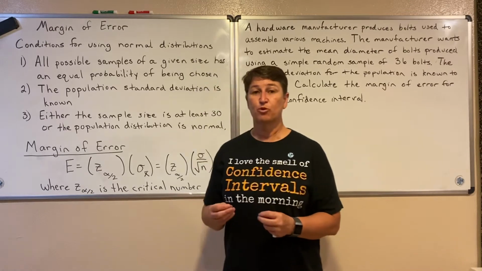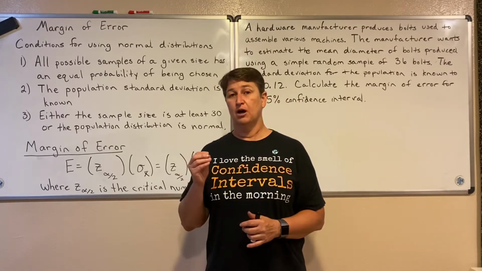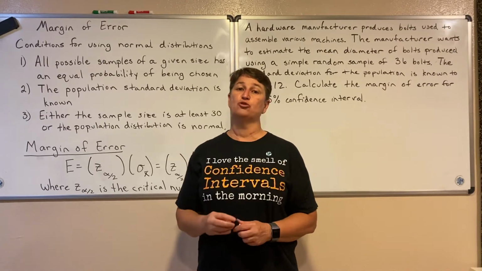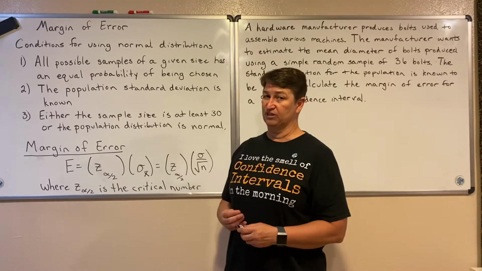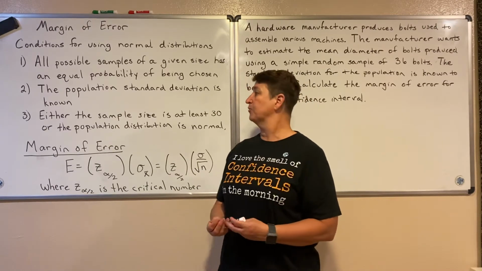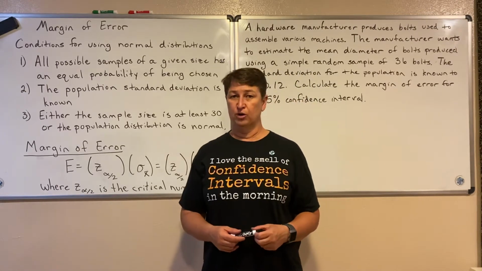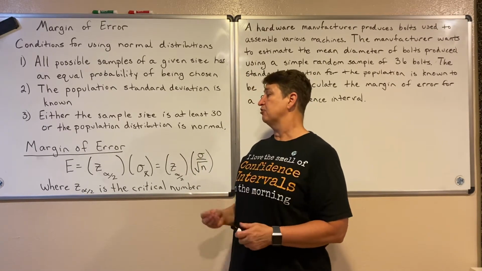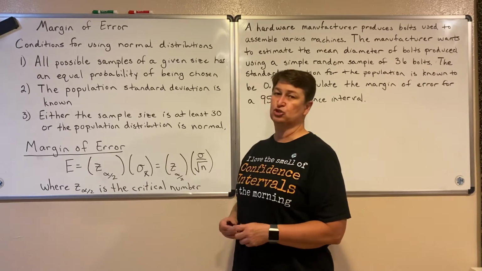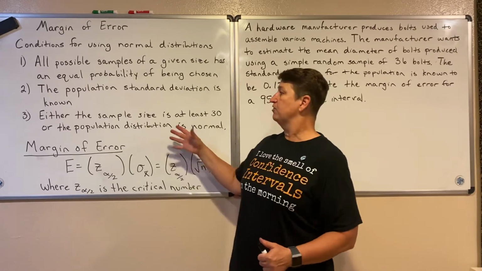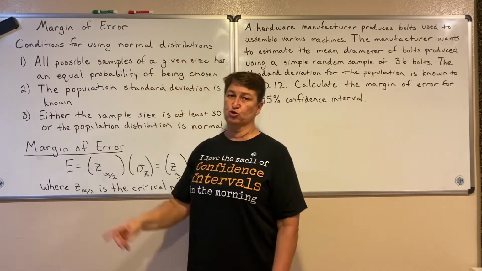So remember when we talked about those sampling methods where every member must have an equal opportunity to be chosen? So we're using a simple random sample there to choose our sample. Then the population standard deviation has to be known. And then either the sample size is at least 30 or the population distribution is normal. So these things have to happen in order for us to be able to use the normal distribution.